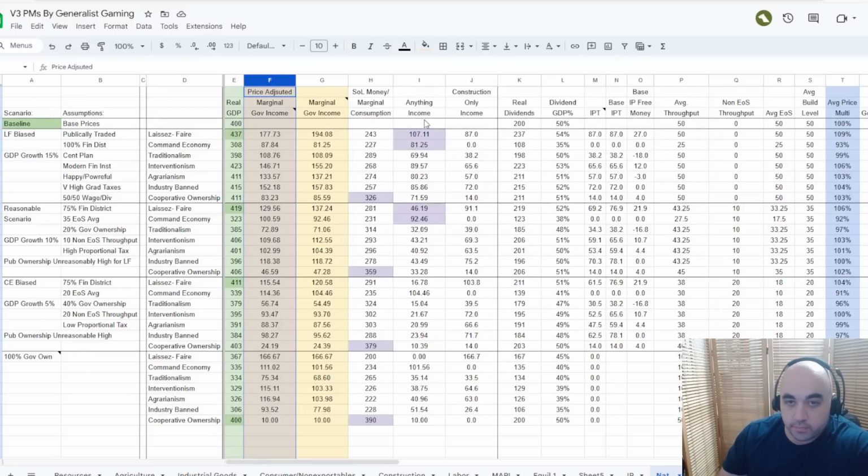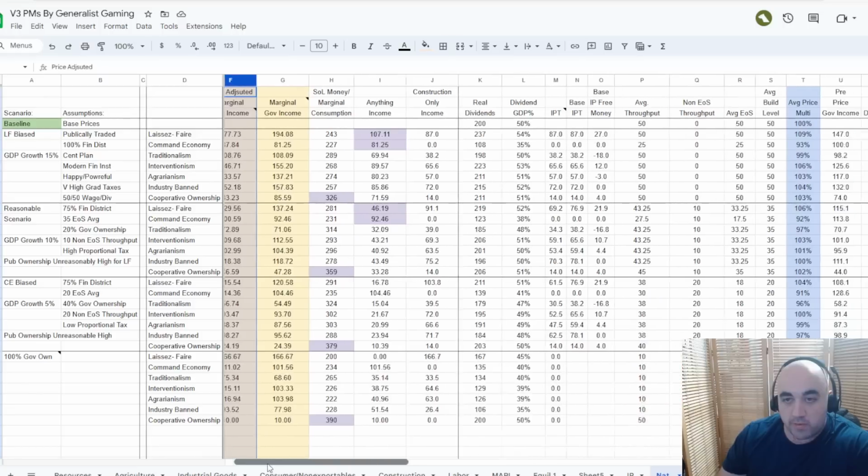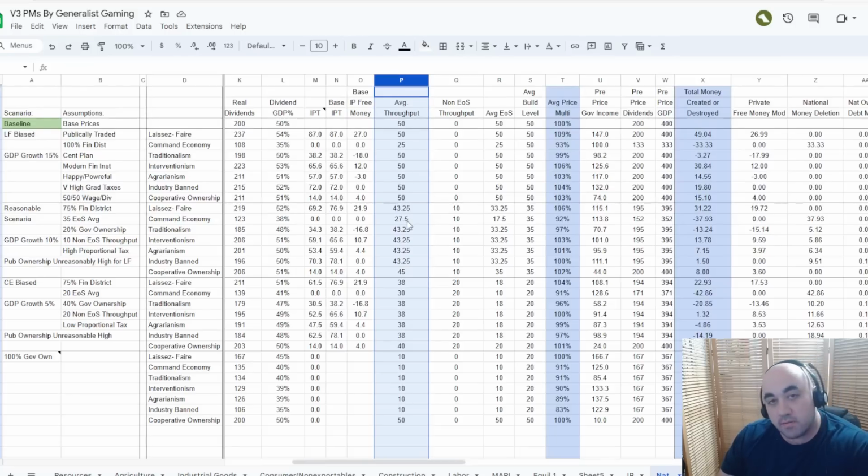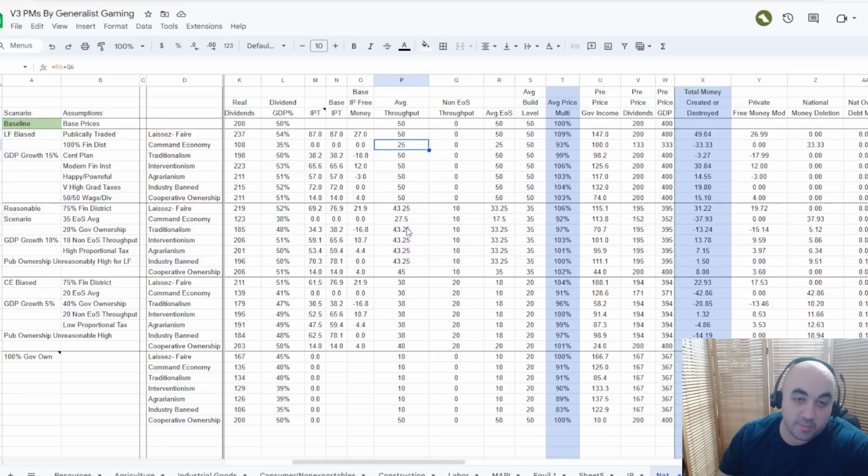Finally, we have this reasonable scenario. Also, very important here, we have assumptions about what the throughput in the economy looks like. The higher the average throughput, the more substantive the throughput malus is. We are assuming an average throughput of 50. This isn't really possible on resources, but it's possible for all the industries, and the higher the percentage of your economy that's industries, the more it'll trend towards this. It's possible in resources in some spots, and you can see here the average throughput for command economy is 25. This is because they have 100% government ownership.